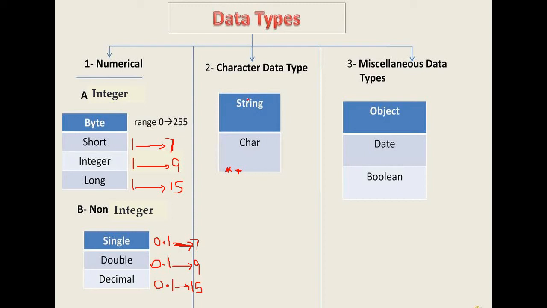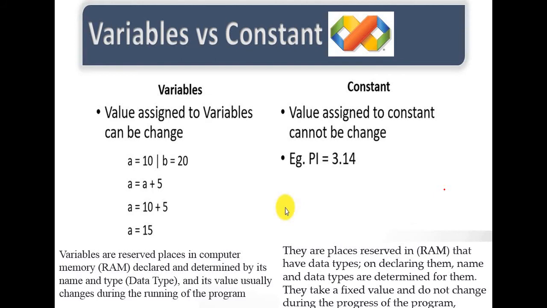The second one is the character data types. String refers to text like a name or address. Or characters here like stars to hide the data, or secret data like a password. The third one is miscellaneous data like an object, like an image or pictures, the date, and boolean. These are the data types that we have to understand carefully to write the coding inside Visual Basic.NET.